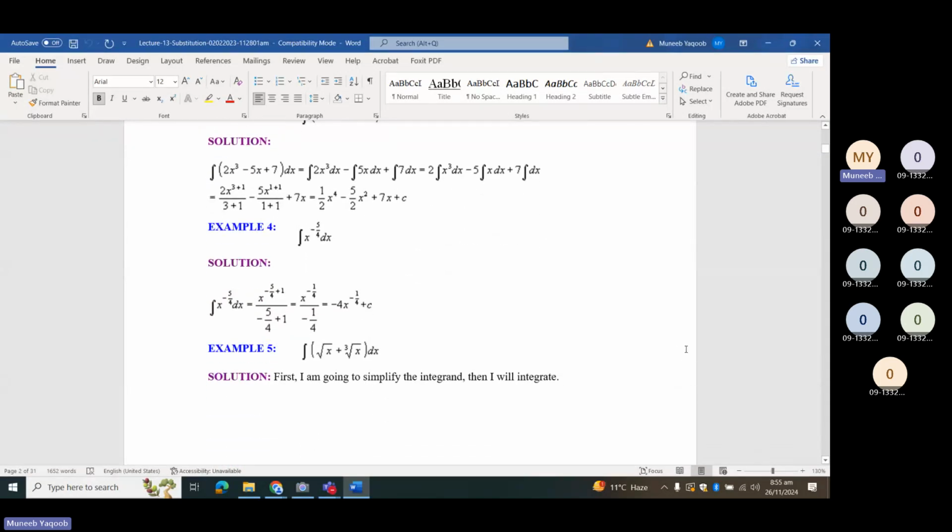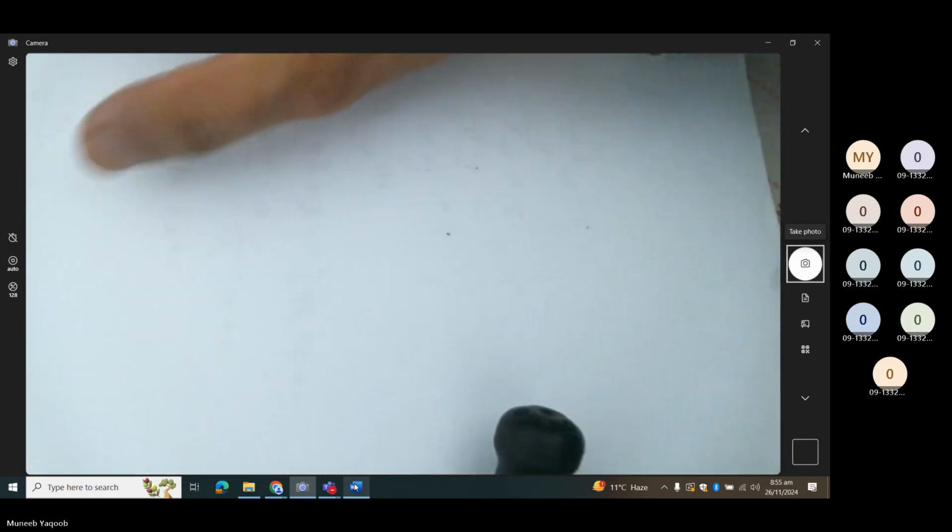Okay. Now coming to the next example where we are to integrate root of x plus cube root of x. So we are to integrate root of x plus cube root of x.